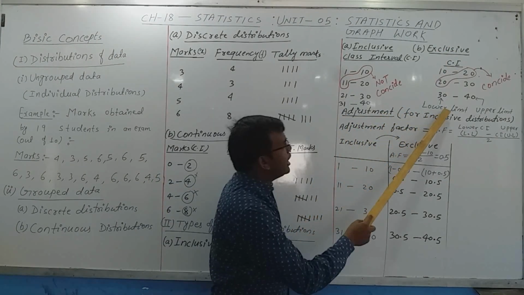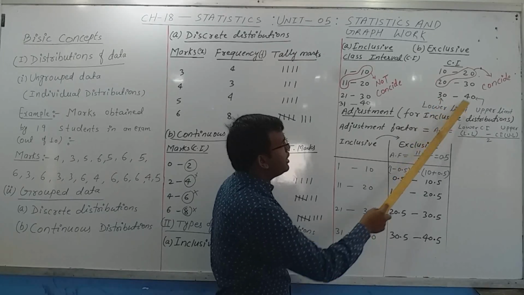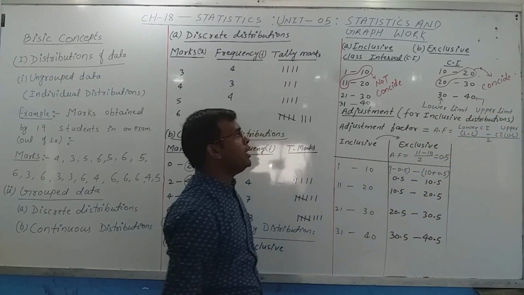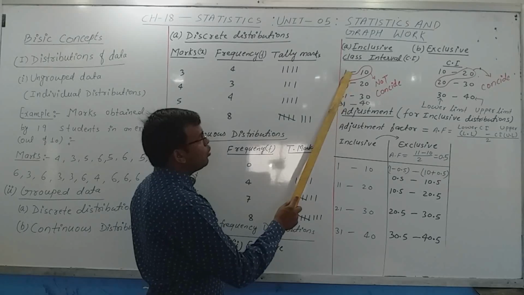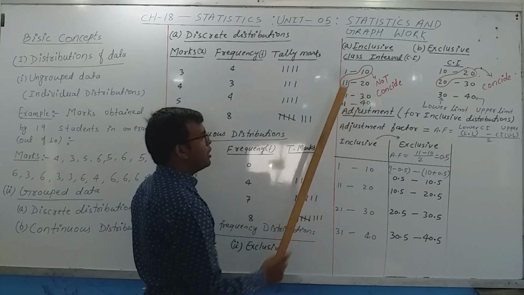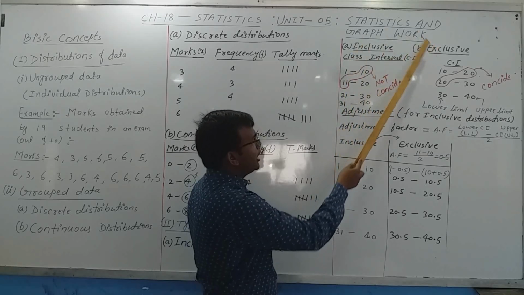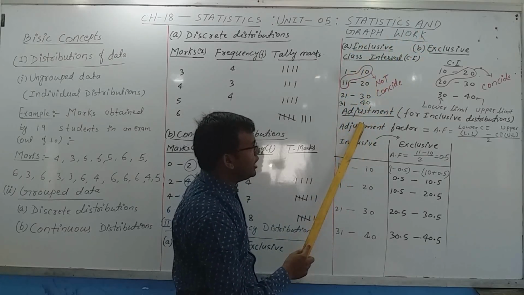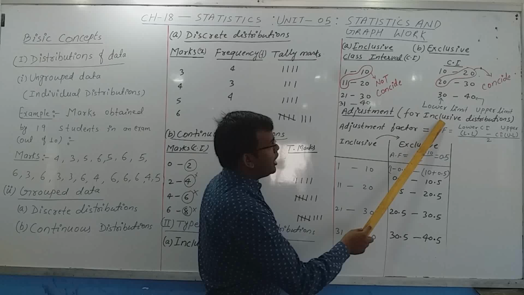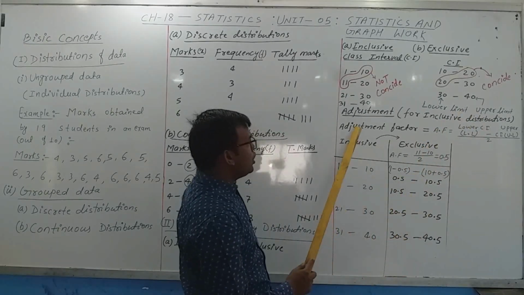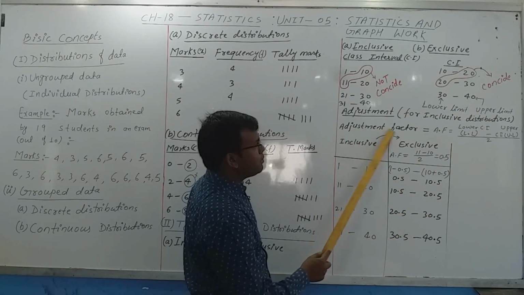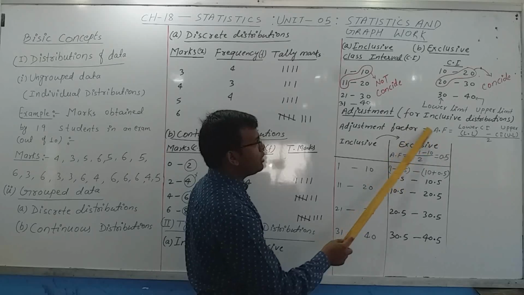And we know that this part is called the lower limit and this part is called the upper limit. Okay, here it is the lower limit, upper limit, lower limit, upper limit. So, if we need to convert from inclusive to exclusive, first we need to find the adjustment for inclusive distributions. How to find the adjustment factor? It is denoted by AF.